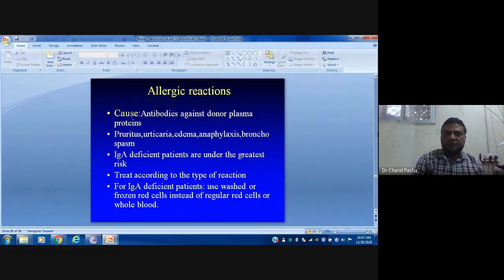Allergic reactions involve antibodies against donor plasma proteins. Pruritus, urticaria, edema, anaphylaxis and bronchospasm could be the reasons or signs of allergic reactions. IgA deficient patients are at the greatest risk in this case, and treatment is according to the type of reaction. For IgA deficient patients, use washed or frozen red cells instead of regular cells.